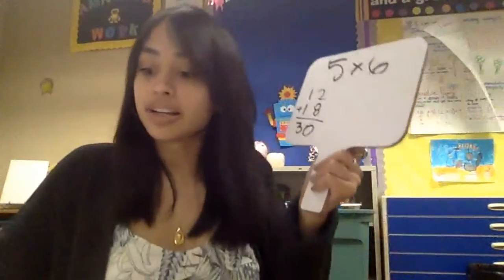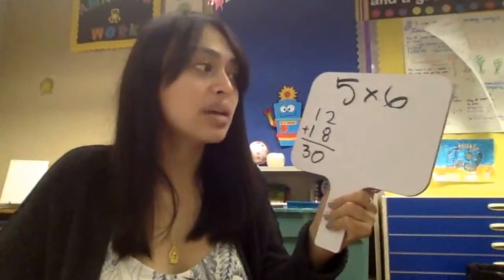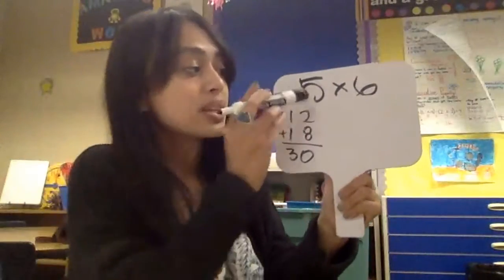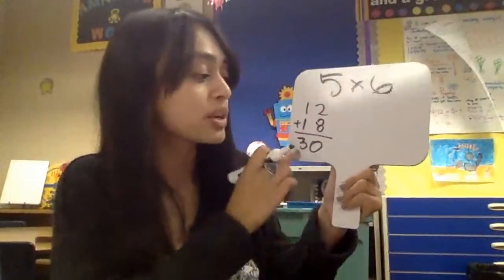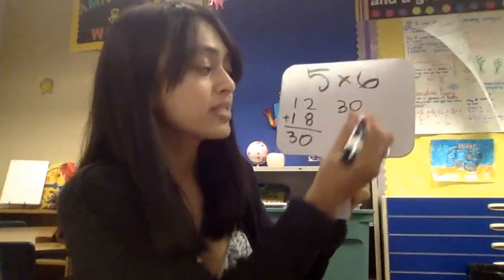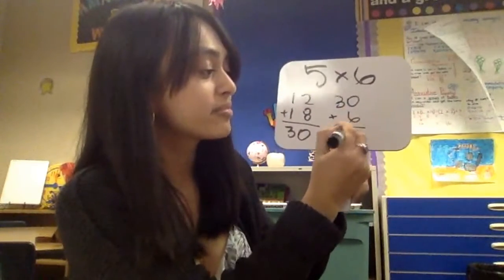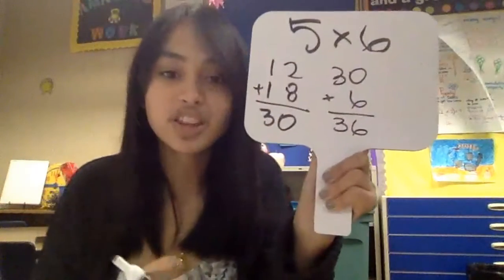All right, so let's look at our next problem, 6 times 6. Now with that one, we know that it is just 6 more than the last one because it just increased by one number. So we're going to take our 30 and add 6 to it. So our next box is just going to be 36.